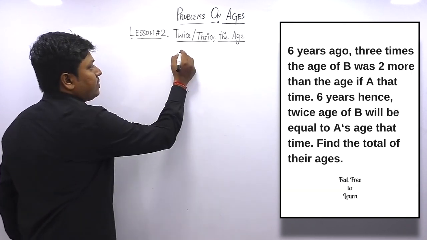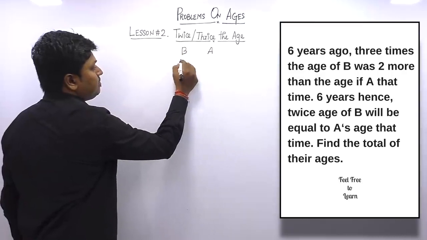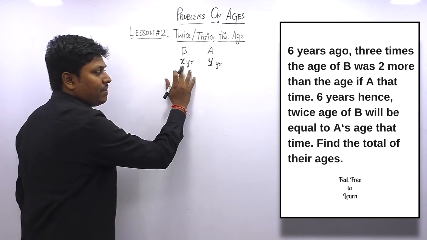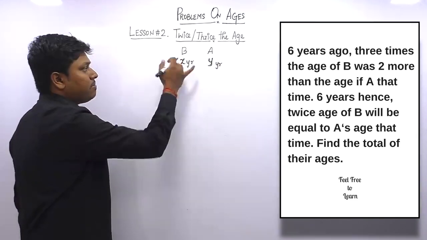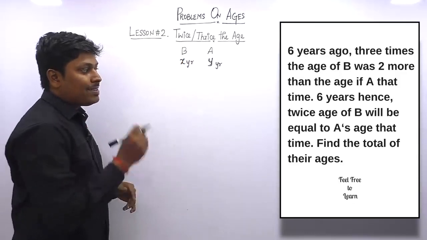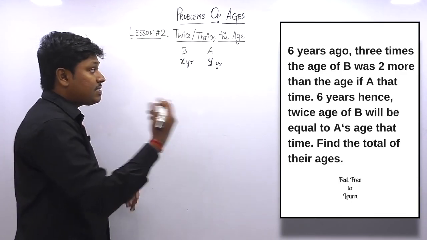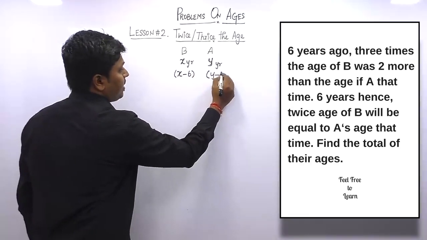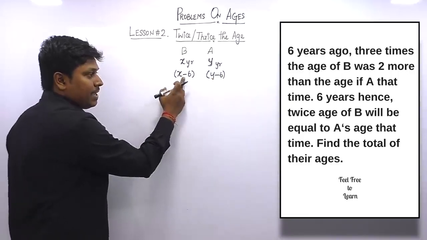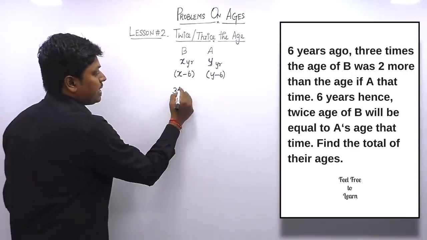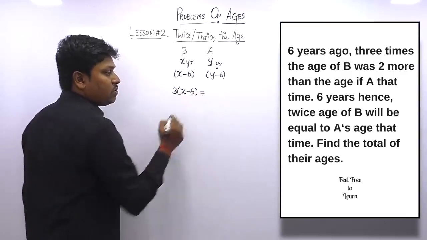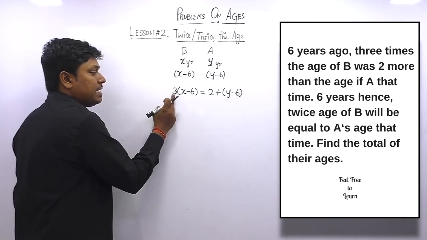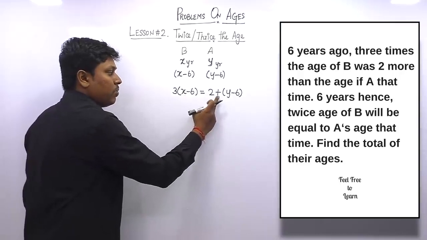So let me do one thing, we can fix B's age as x here, and A's as y here, because every time they are comparing B with A. That's what I have taken, B as x and A as y. So first point, 3 times the age of B, right? 6 years ago, the age of B will be x minus 6 and the age of A will be y minus 6. So 3 times the age of B is equal to 2 more than the age of A. Friends, got it.